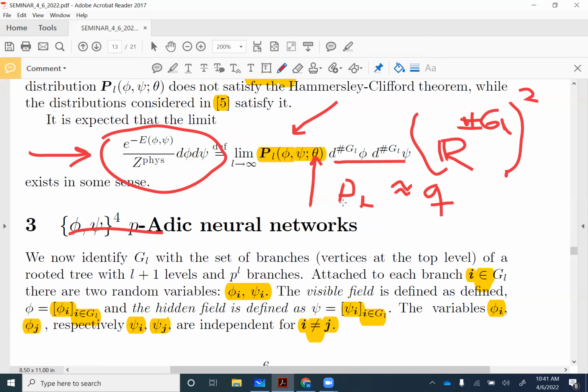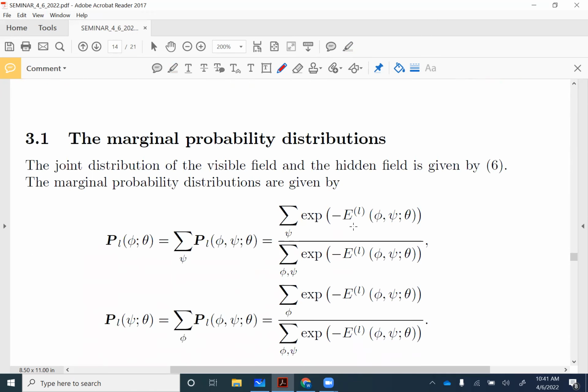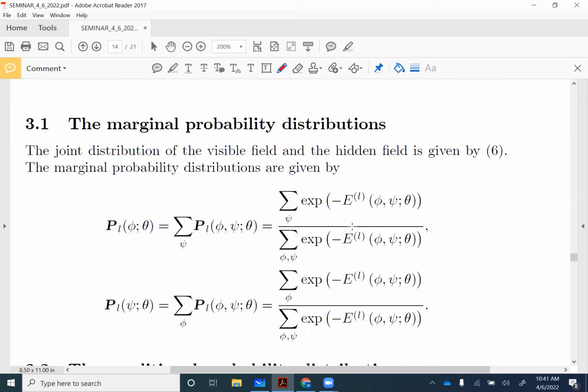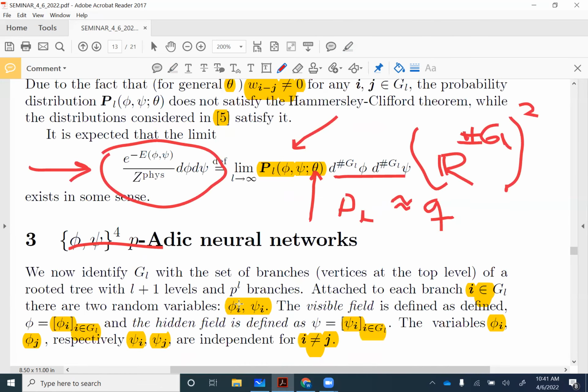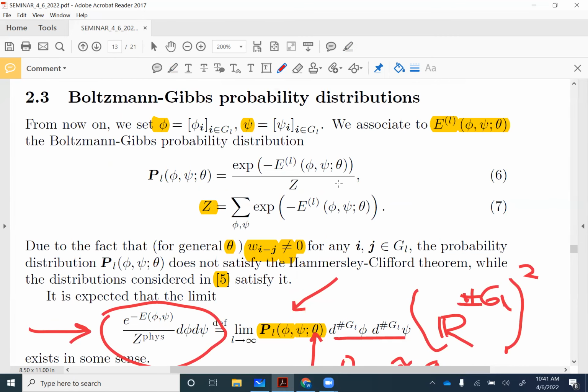Okay, now I computed some expressions that are required to do calculations. I think that these expressions are required to implement these neural networks. Okay, so we know the joint distribution. The joint distribution of the visible field and the hidden field is given by equation 6. So this is the joint distribution of the visible field and the hidden field.